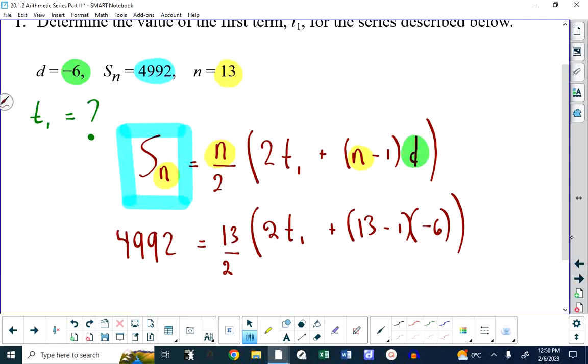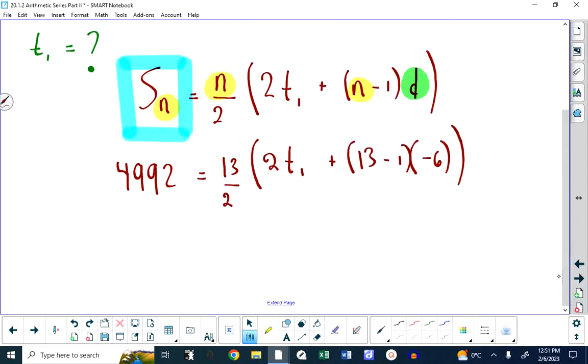13 minus 1. Simpler to write 12, isn't it? And 12 times -6, which I think is -72, that's a lot simpler than any of this stuff, even though it's a negative number. So now what I have is 4992.